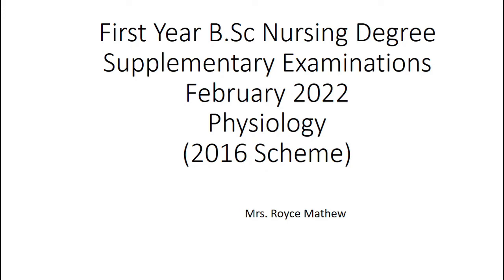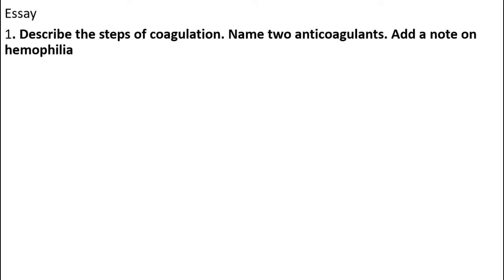Good morning, students. Today in class we'll see the solved question paper of February 2022, Physiology, 2016 scheme. The first question, an essay, is: describe the steps of coagulation. Name any two anticoagulants. Add a note on hemophilia.